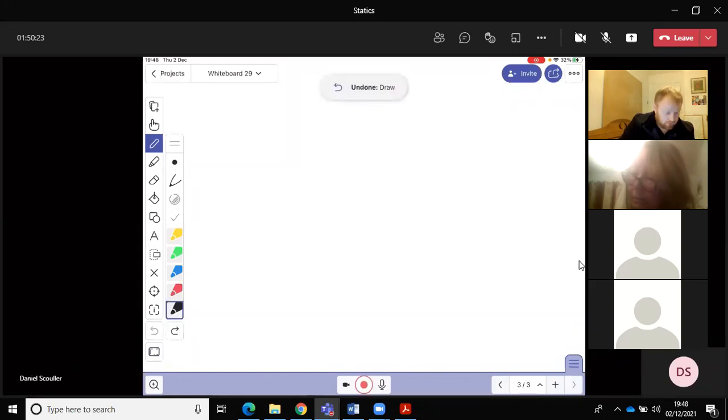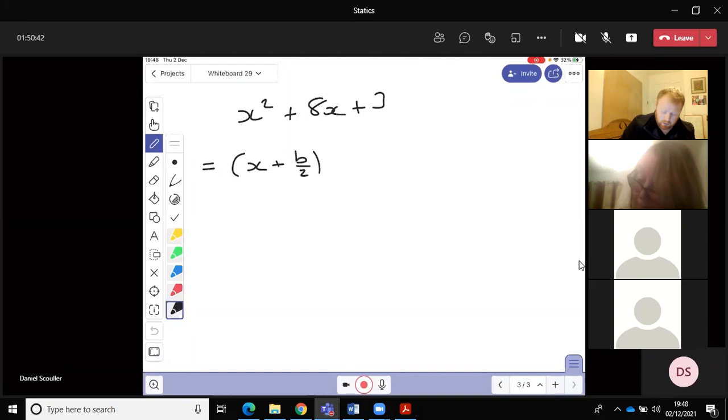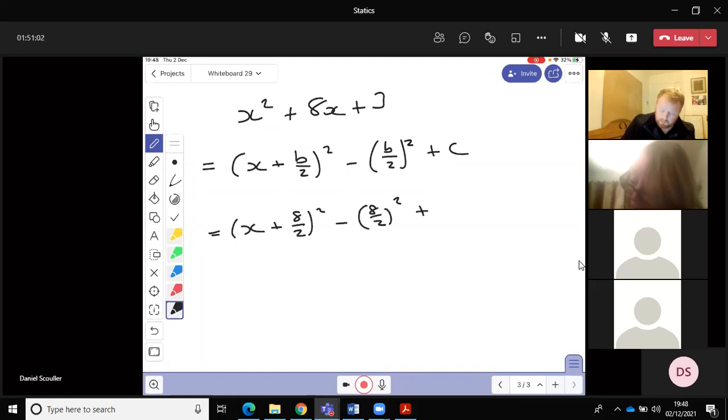Example 2, same sort of thing. Okay, x squared plus 8x plus 3. We're wanting it in the format x plus b over 2 squared minus b over 2 squared plus c. So it's just 8 over 2 squared minus 8 over 2 squared plus c, which is 3.